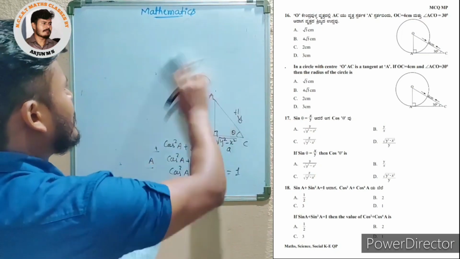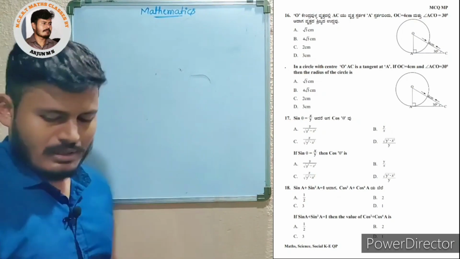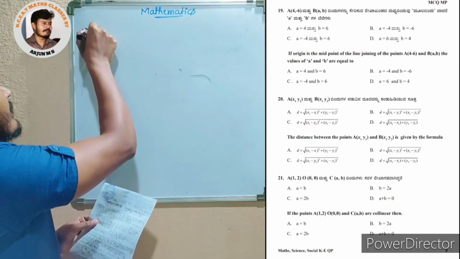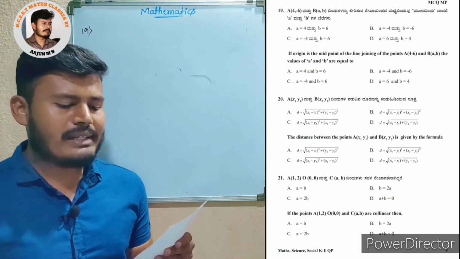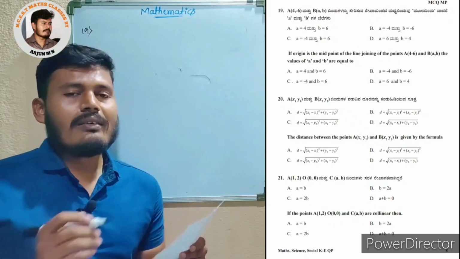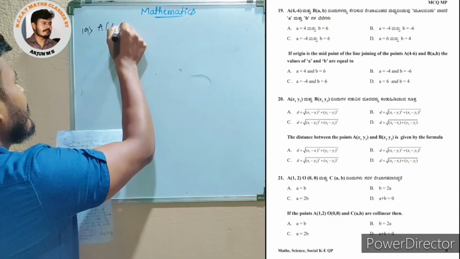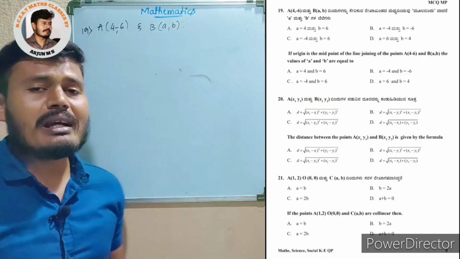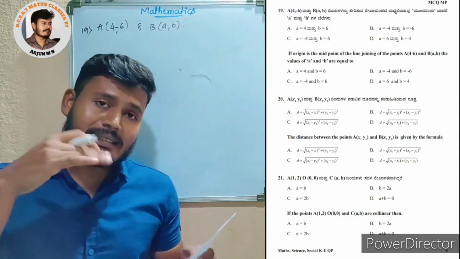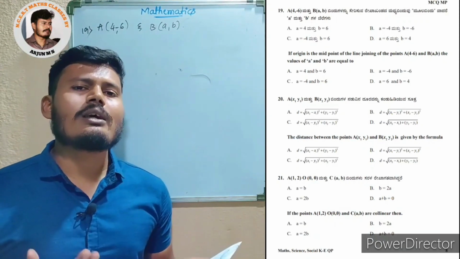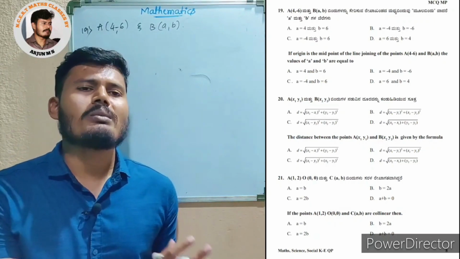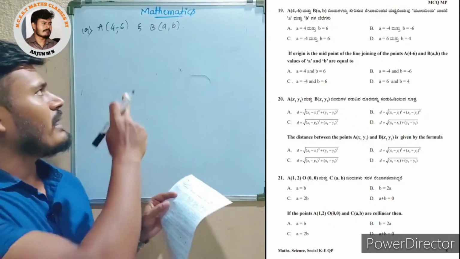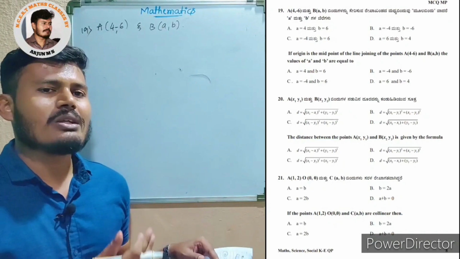So now we're moving on to the 19th question. You just observe those questions on that side. 19th question. If the origin is the midpoint of the line joining the points A(4, minus 6) and B(a, b), the values of a and b are equal to. They are given here. Origin is the midpoint. So what are the coordinates of the origin? 0 comma 0 is the midpoint. In this problem, 0 comma 0 is the midpoint because they have given that the origin is the midpoint of these 2 points. That's why the origin will be of the form 0 comma 0, right?